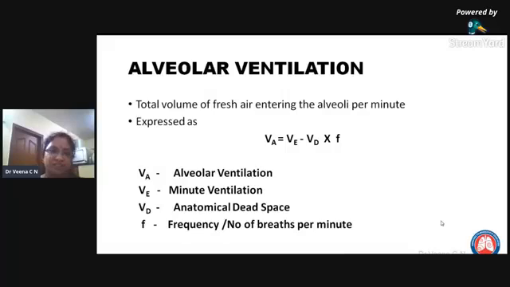Alveolar ventilation refers to the total volume of the fresh air entering the alveoli per minute. It is expressed as VA equals VE minus VD times F, where VA is the alveolar ventilation, VE is the minute ventilation, VD is the anatomical dead space, and F is the frequency, or the number of breaths per minute. Thus, the alveolar ventilation rather than the minute ventilation is the more important factor in determining the effectiveness of the gas exchange, which is evident from the following data.